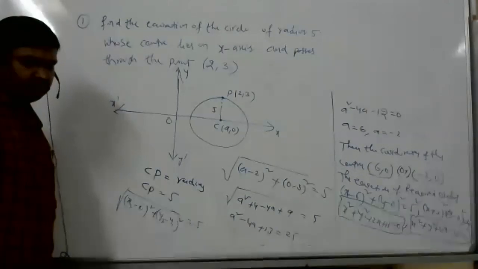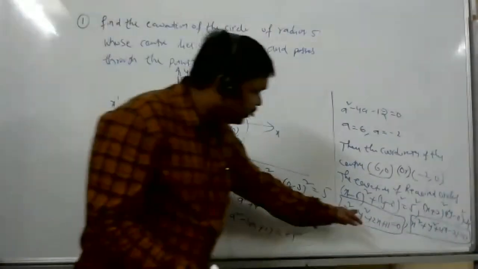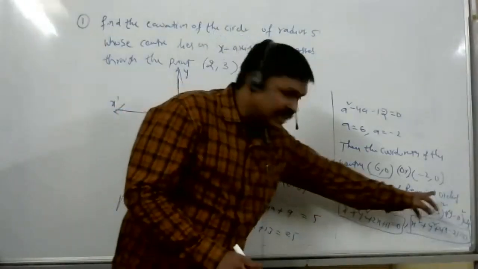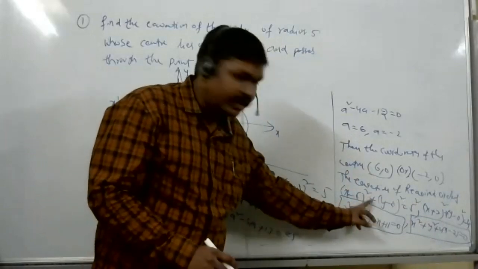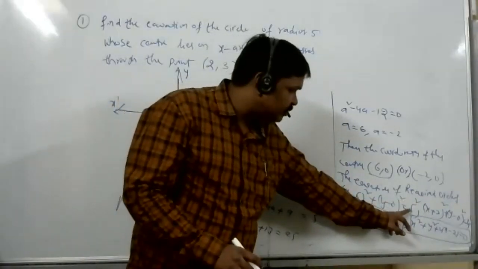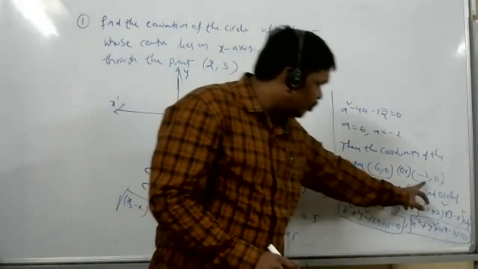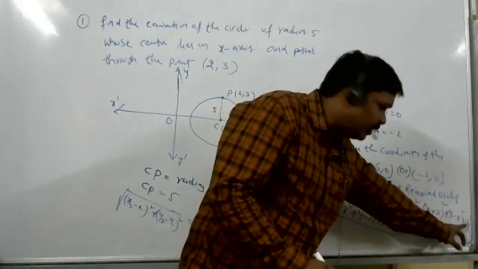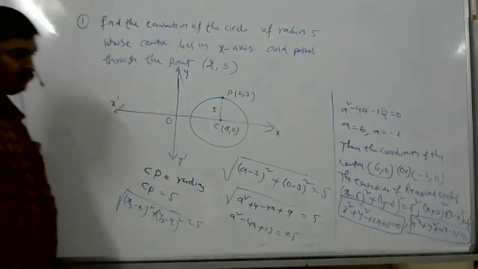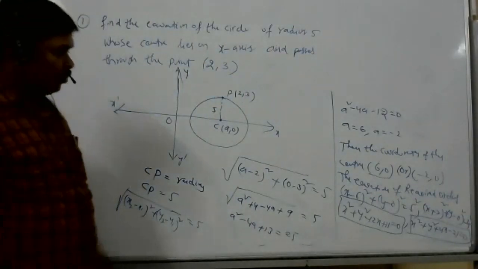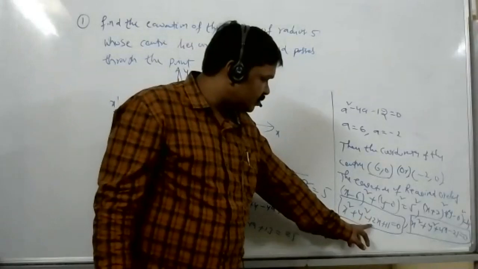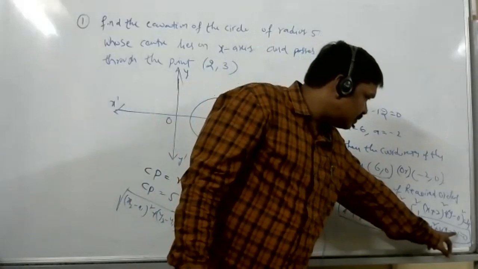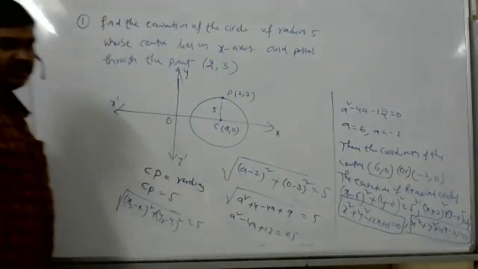Completed. So what have you written over there? The equation of required circles: x minus 6 whole square plus y minus 0 whole square is equal to 5 square, one center, and one more center (-2, 0): x plus 2 whole square plus y minus 0 whole square is equal to 5 square. Two equations: x square plus y square minus 12x plus 11 is equal to 0, and x square plus y square plus 4x minus 21 is equal to 0.